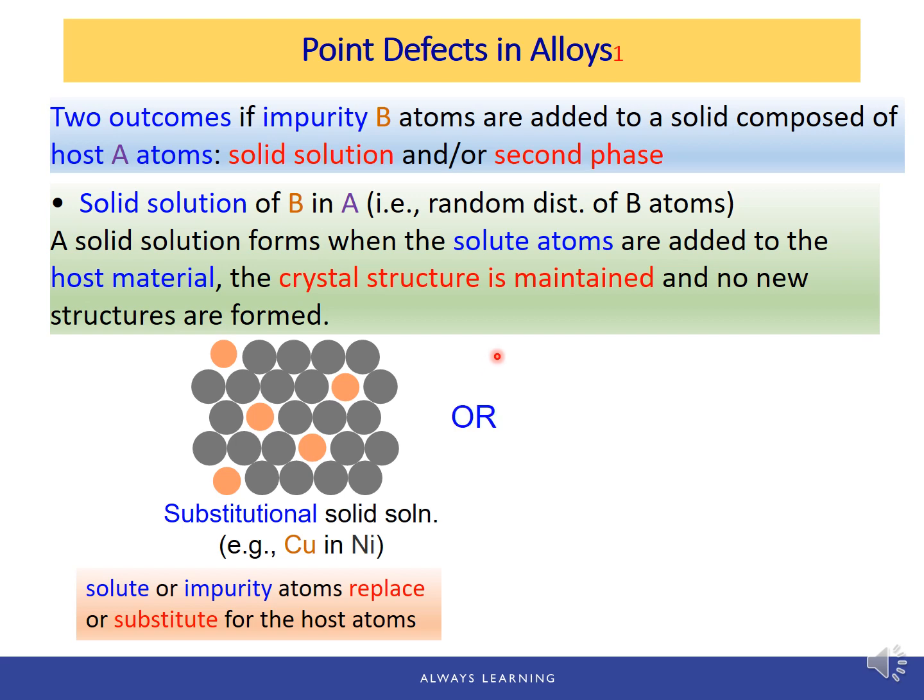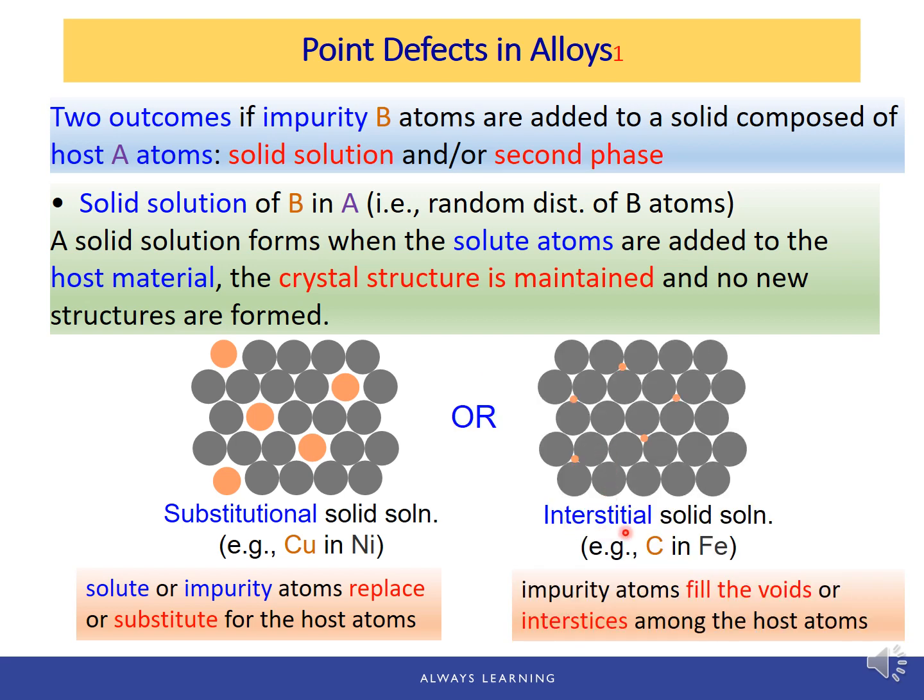So the second type is interstitial solid solution. For interstitial solid solutions, impurity atoms fill in the voids or the interstices among the host atoms.